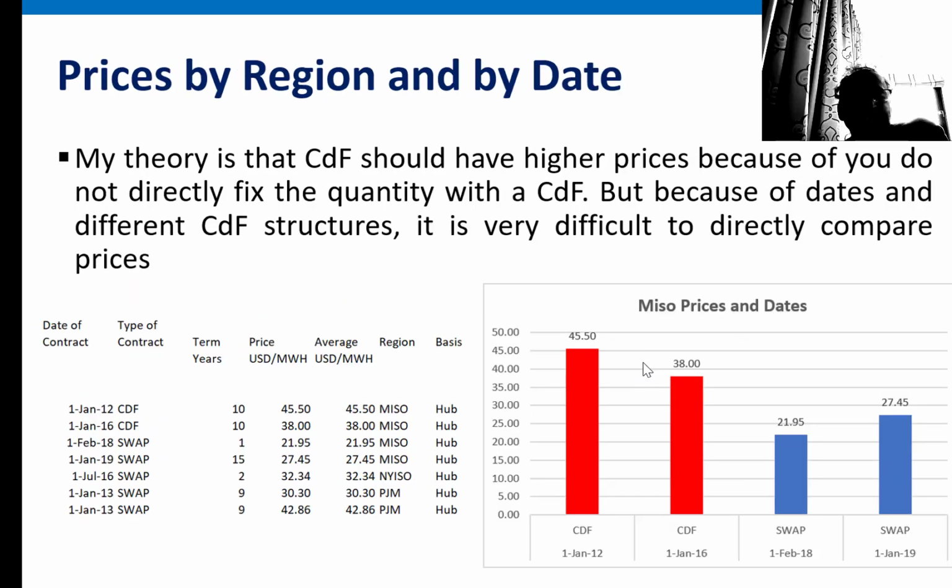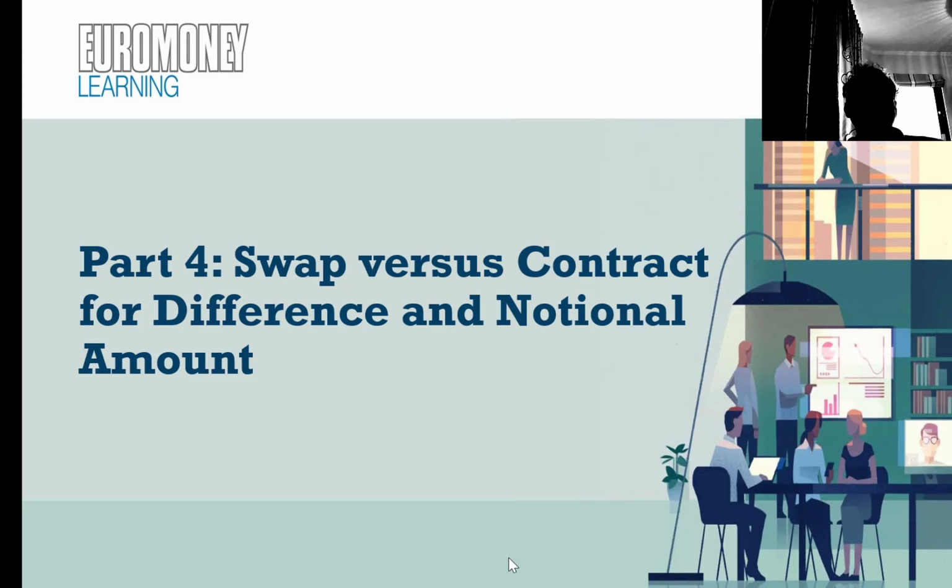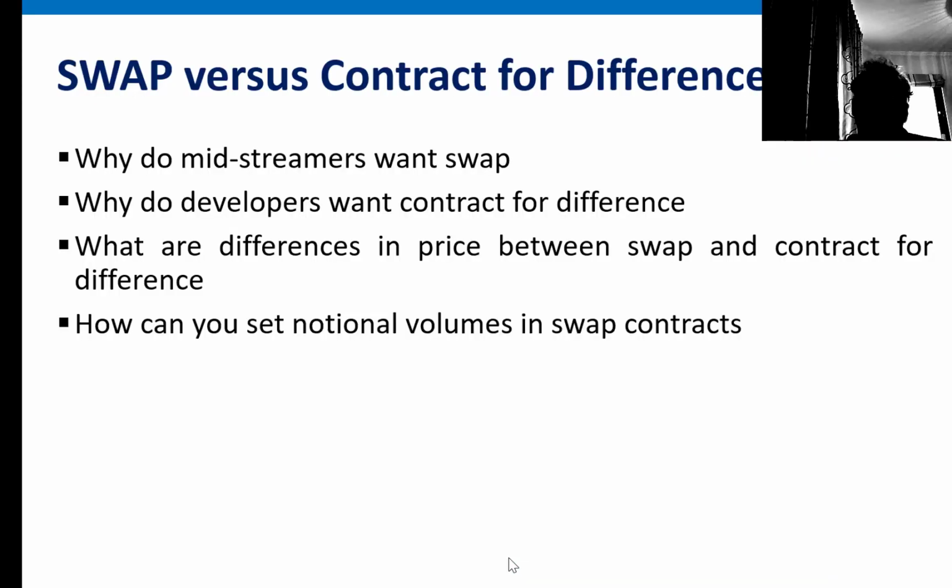And here's the one in another market, MISO. Is that middle or something? Whatever. And they're different dates, so maybe they're totally uncomparable. But it seems that the contract for difference, when you don't come up with a specific volume, had a very different price. So let's just go through how this really works.